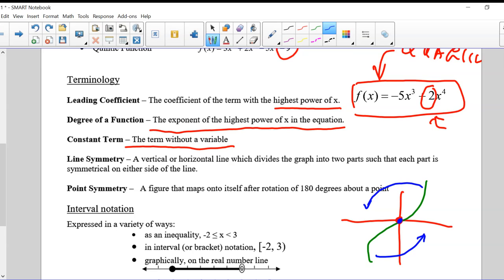Point symmetry is when you twist something around 180 degrees around some central point, that at the end of a 180-degree rotation, it looks exactly the same as it did before. Okay? Yes, Jeremiah, please go ahead.